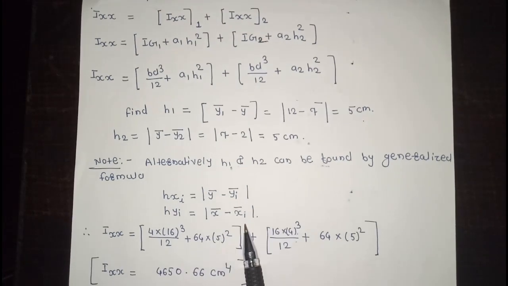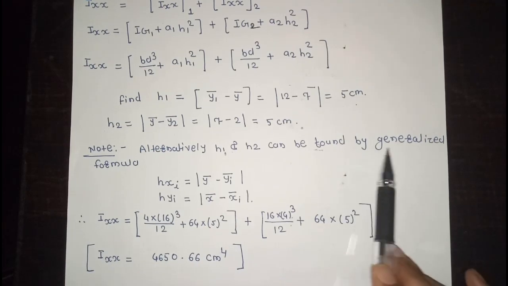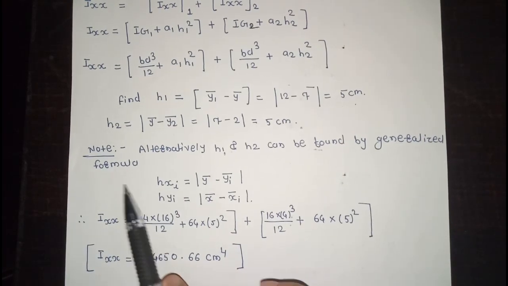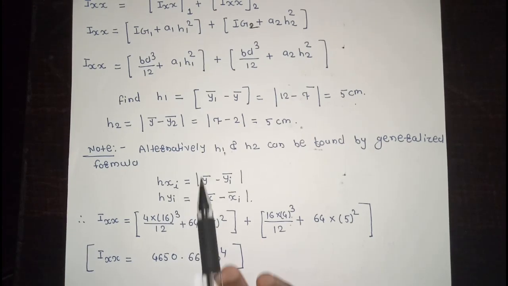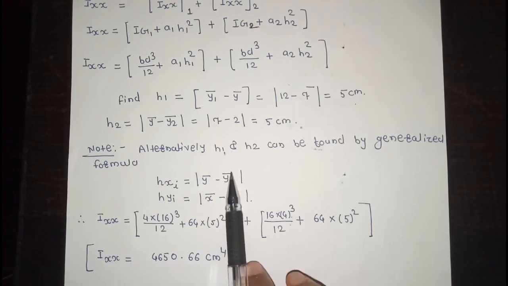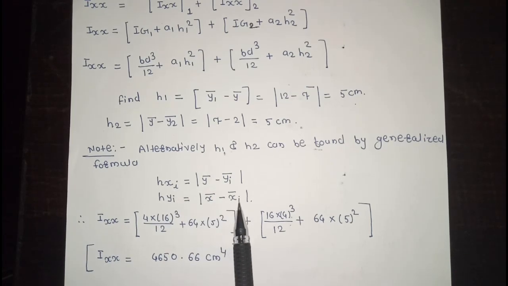Okay, this is the note. Alternatively, H1 and H2 can be found by a generalized formula. HXi, for whichever section it is, is equal to mod of y bar minus yi bar. Then HYi is equal to x bar minus xi bar. i means number of sections.